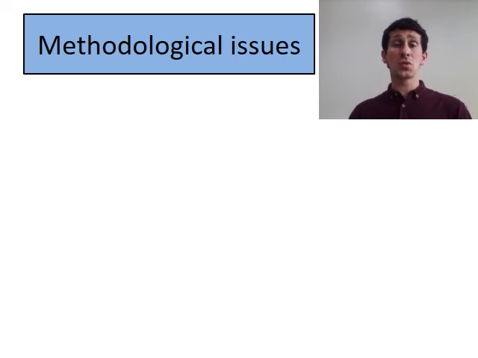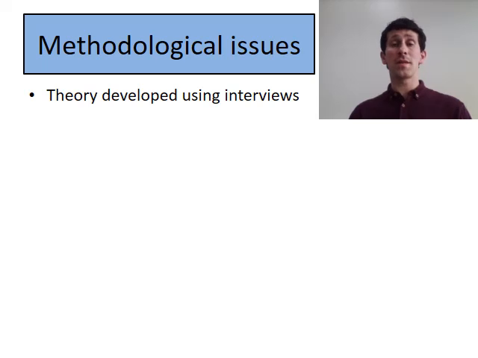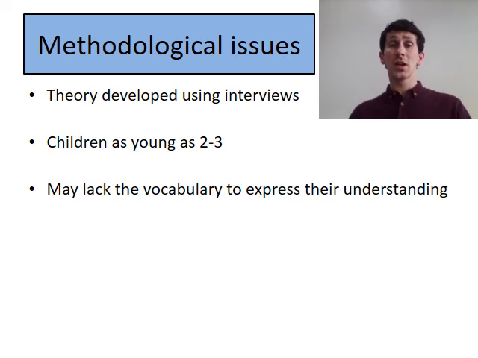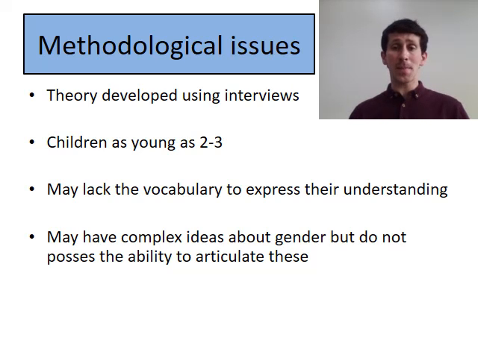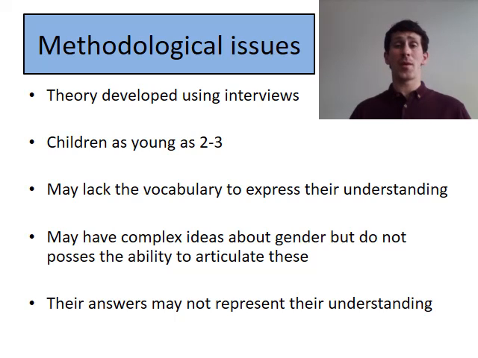But there are methodological issues with the evidence and with Kohlberg's initial theories. The theory itself was developed using interviews with children as young as 2 or 3. And the problem with this is that these children, because they're so young, may lack the vocabulary to express their understanding. They may have very complex ideas about gender and about what different behaviours relate to different genders, but they don't possess the ability to articulate what they understand. And therefore their answers may not represent their true understanding of gender. So that's a major limitation of Kohlberg's theory, because it was solely developed using these interview techniques.